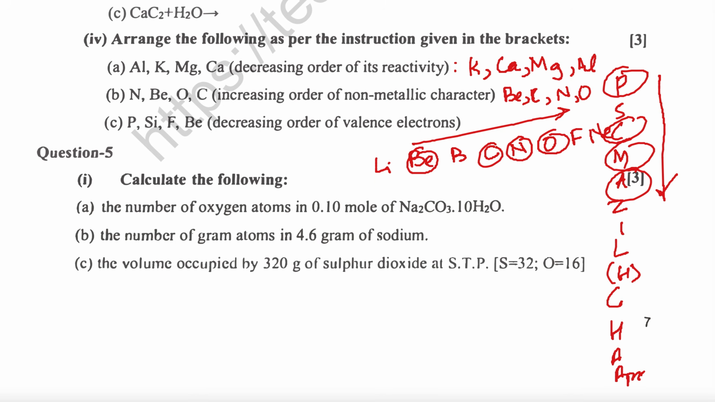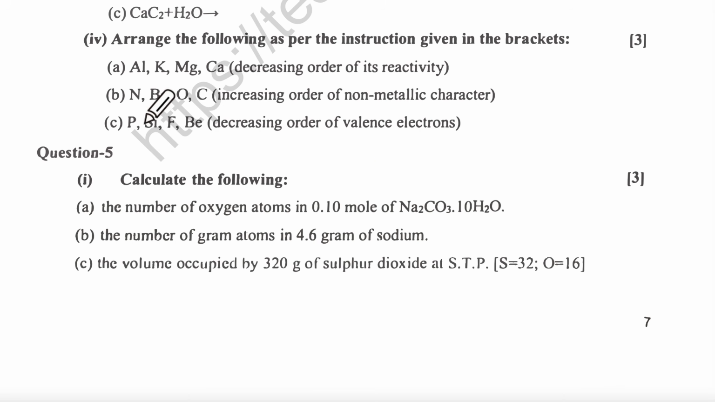Now P, Si, F and Be in decreasing order of valence electrons. P has 5, Si is 4, F is 7, and beryllium means 2. Decreasing order means starting from P, then Si, then... no, it is F first. Okay, then P, then Si, and then Be.